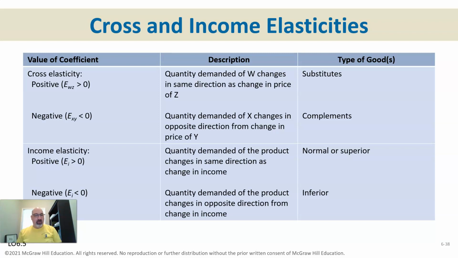It's a normal good. And then if it's greater than one, it's going to be a luxury. Less than one, between 1 and 0, it's going to be a necessity. If it's negative, quantity demanded of the product changes in the opposite direction of the change in income, and it's an inferior good.